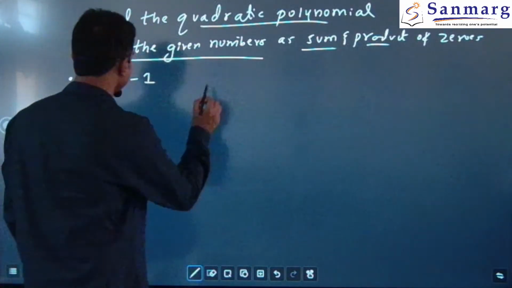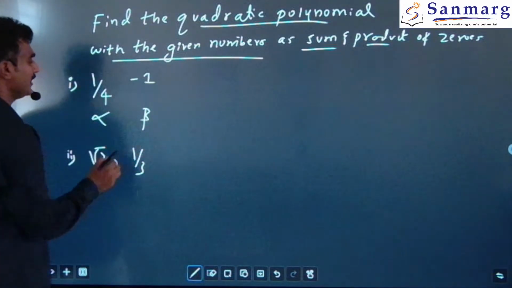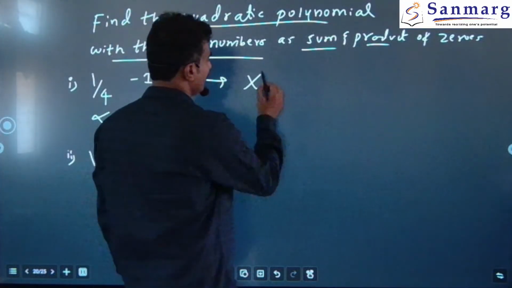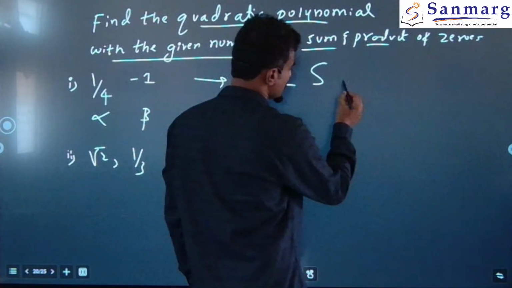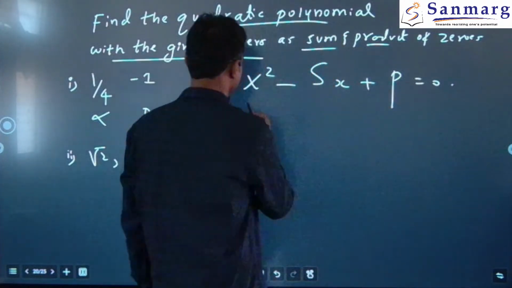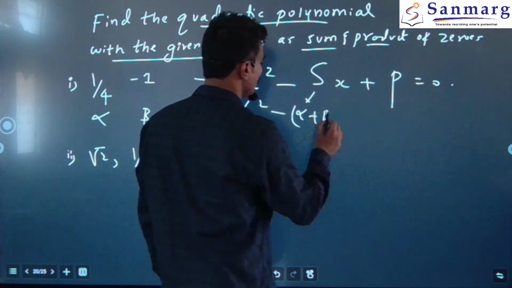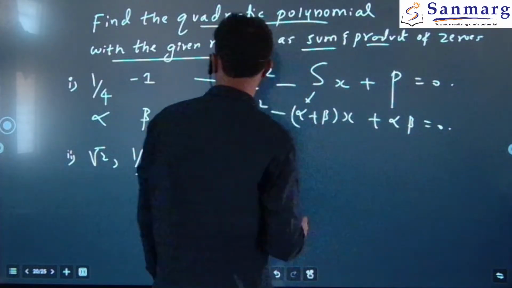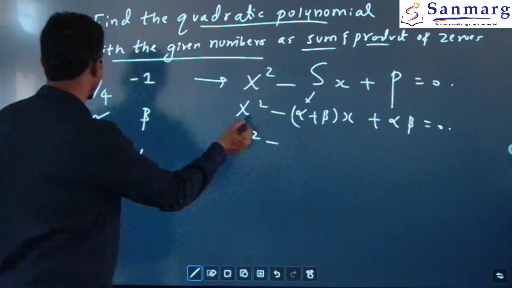So it is very simple. Here they have given us the two zeros, that is value of alpha and value of beta. We have to find the quadratic equation. We can write in this format, that is x square minus sum of zeros into x plus product. x square minus sum of zeros indicates alpha plus beta into x, product of zeros indicates alpha into beta, equal to 0.